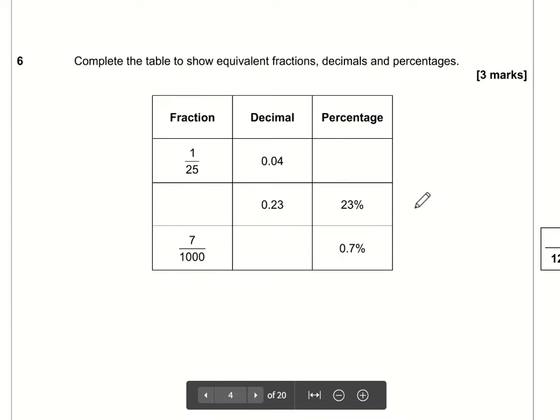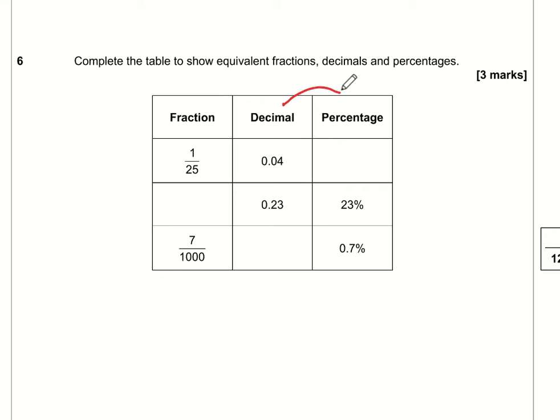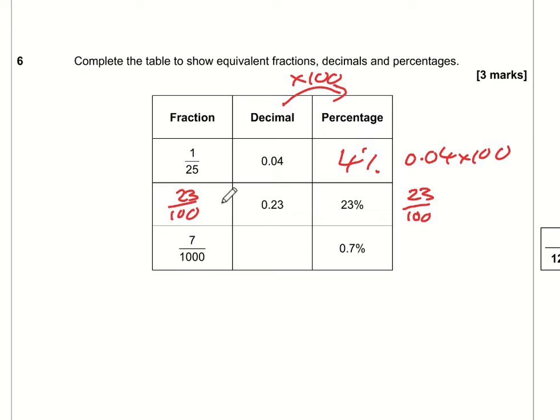Question number 6, so we're converting fractions, decimals and percentages here. So remember, to go from a decimal to a percentage, we're multiplying by 100. So 0.04 multiplied by 100, well, that is 4%. This row here, 23%. Percent means out of 100. So 23% means 23 out of 100, which is a fraction. Can this fraction be simplified? It cannot, because 23 is prime. So that is simply 23/100ths.